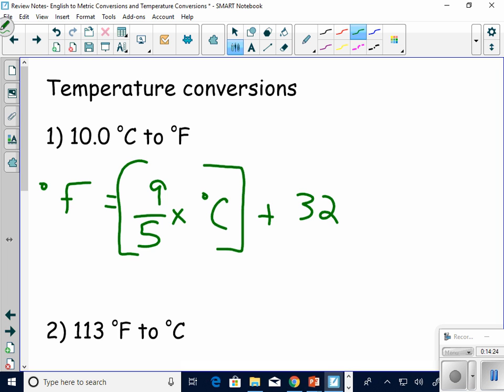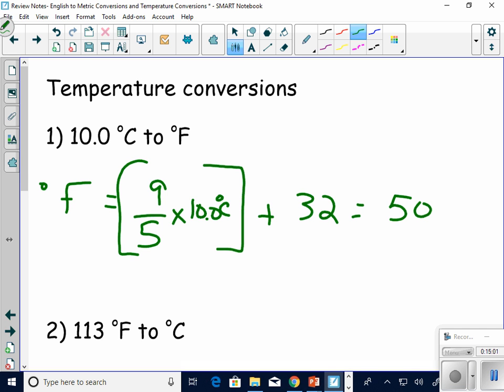So when I substitute my value here, my degrees Celsius was 10.0 degrees Celsius. So I take 9/5, which is equal to 1.8, 9/5 times 10. That gives me a value of 18. I add to that 32, and I come up with a value of 50.